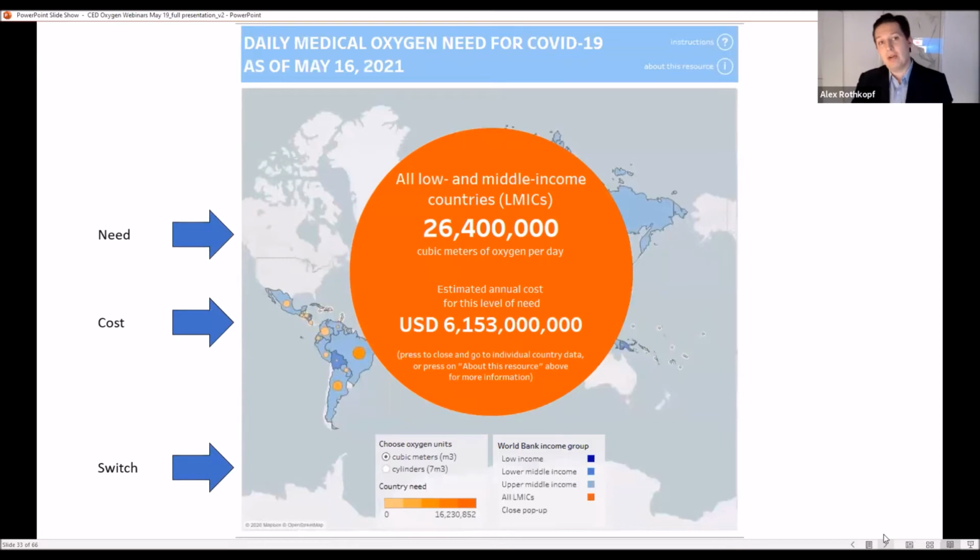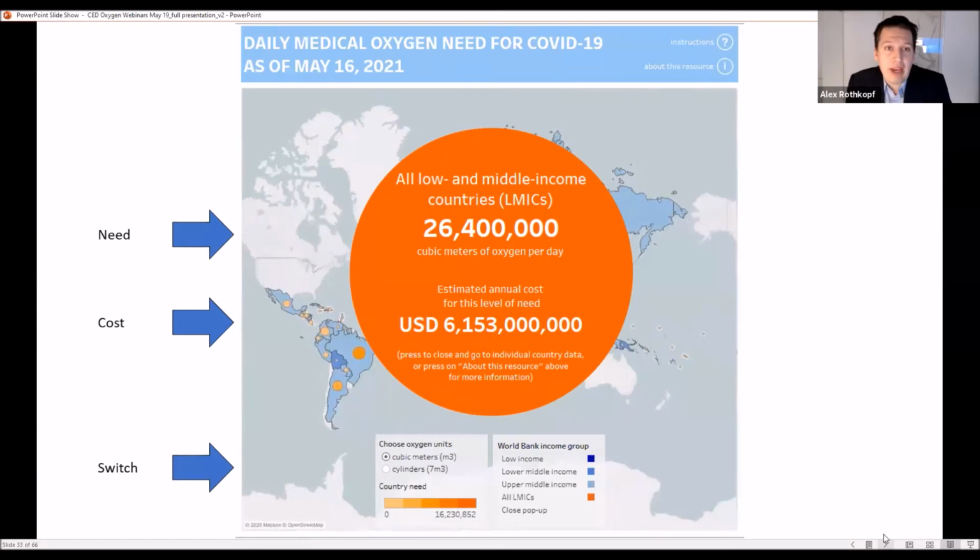So you could dig down into the countries by clicking on the orange circle and then choosing a country that you're interested in to estimate the cubic meters. We're not providing a cost estimate per country currently because of the complexities of estimating cost on a country by country basis. It varies a lot.